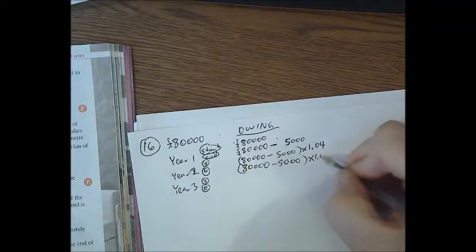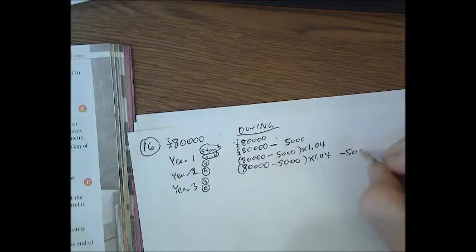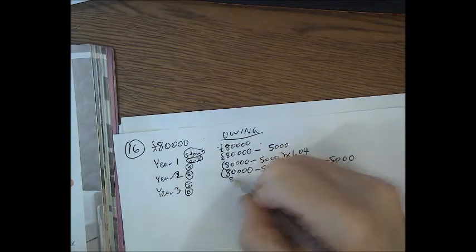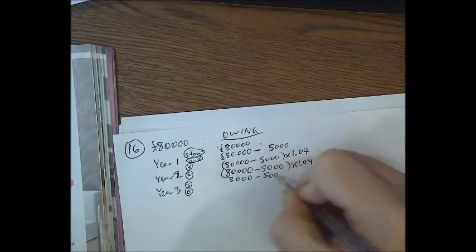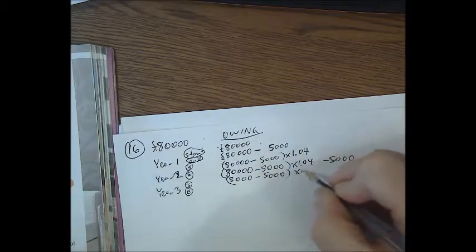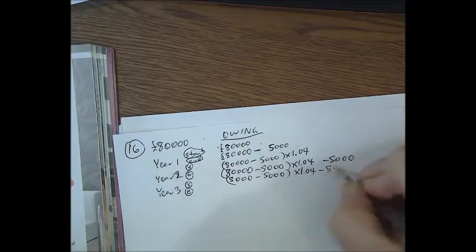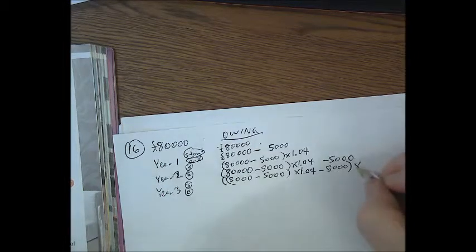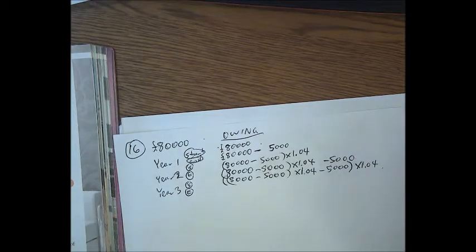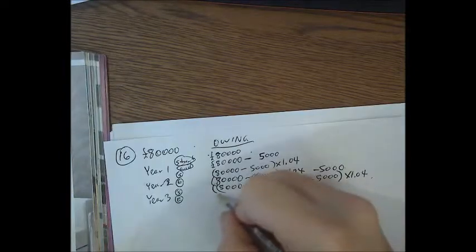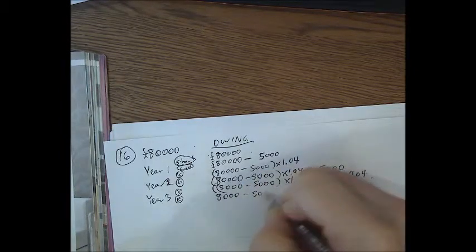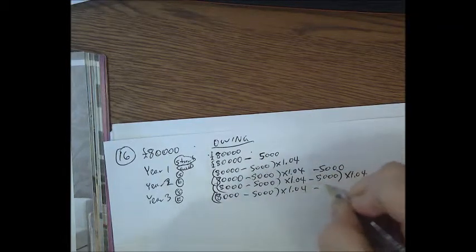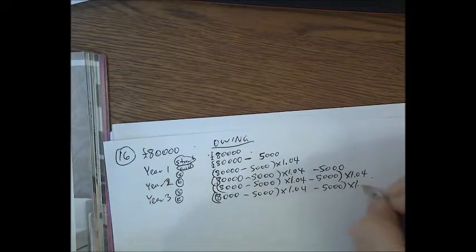When you reduce it by another 5,000, the very next morning they go, you didn't pay it all back. So they take what you owe, which is this, and then they boost it by another 1.04. Then at the end of the year, you reduce that by 5,000.